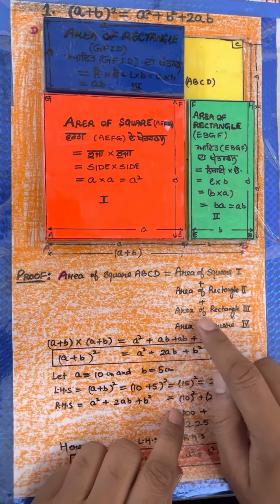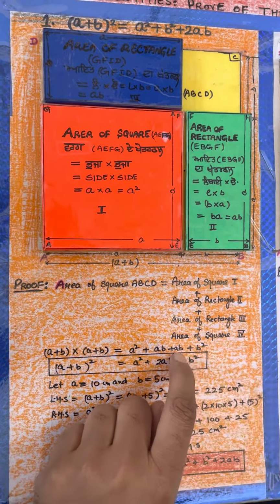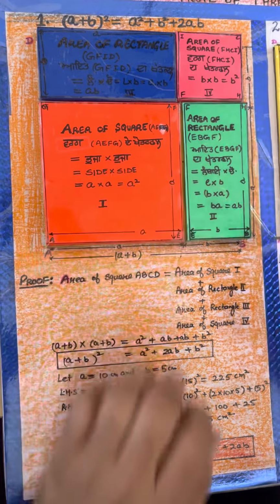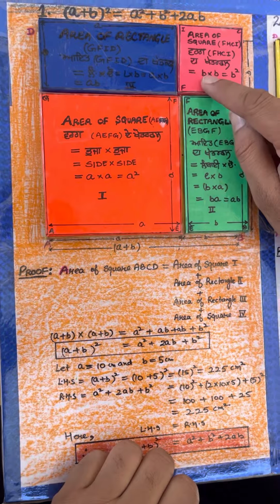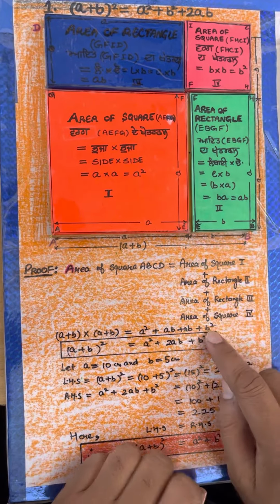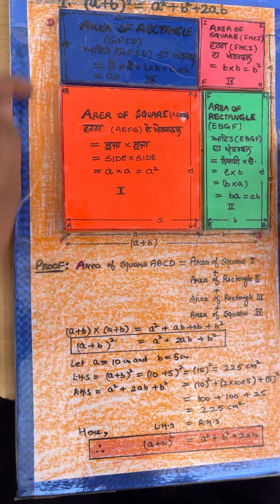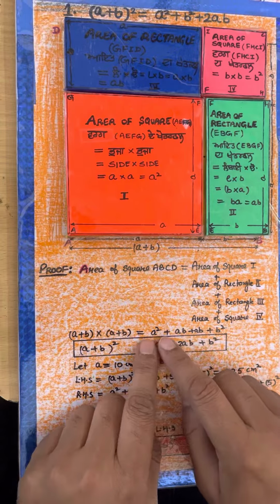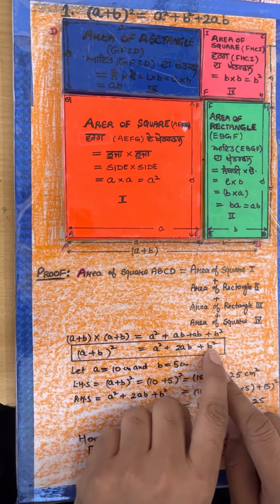So the area of this rectangle number 3 will also be equal to a into b. And the fourth figure is a square whose each side will be equal to b, and the area of this square will be equal to side into side, b into b. So now the area of the whole square is equal to the area of these four figures, which is (a plus b) whole square equal to a square plus 2ab plus b square.